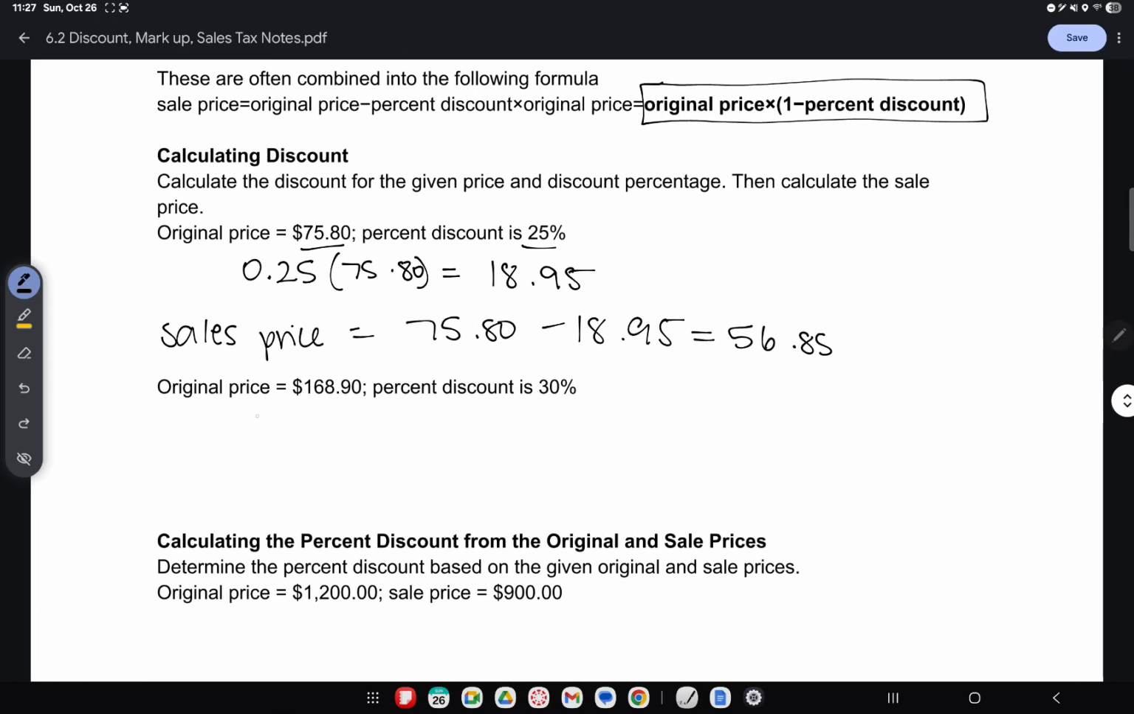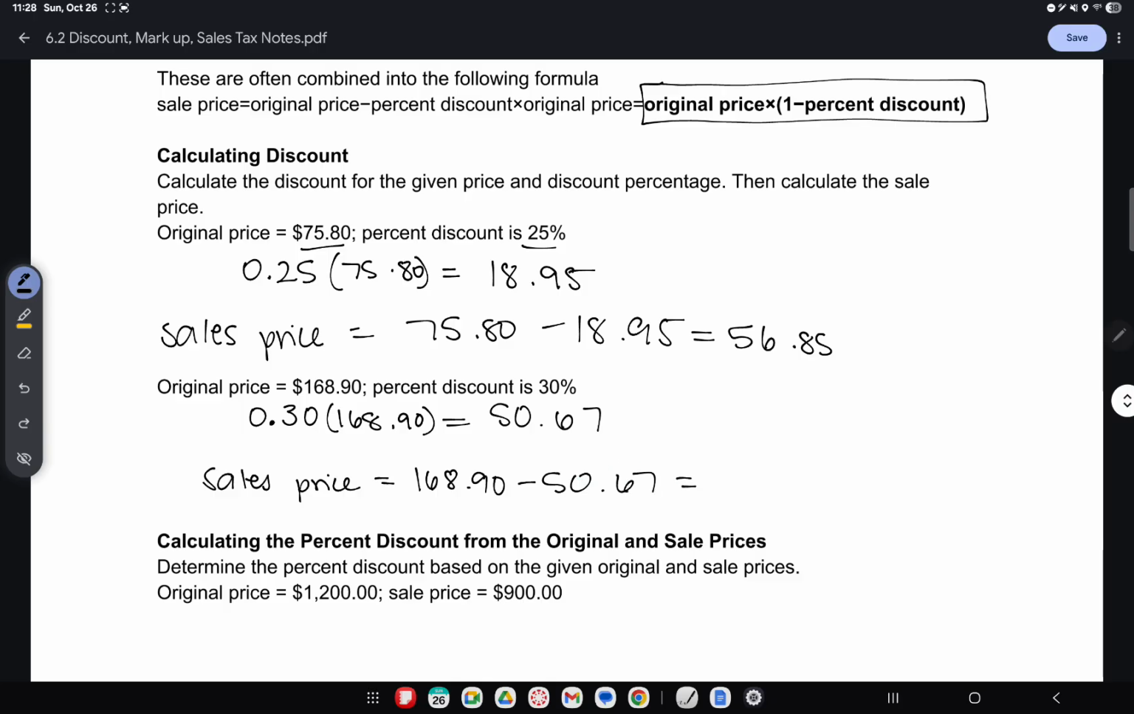We're going to do a 30% discount. So 30% as a usable decimal is 0.30. I'm going to multiply it by 168.90. And I get $50.67. So then the sales price is 168.90 minus 50.67, which is gonna give 118.23.